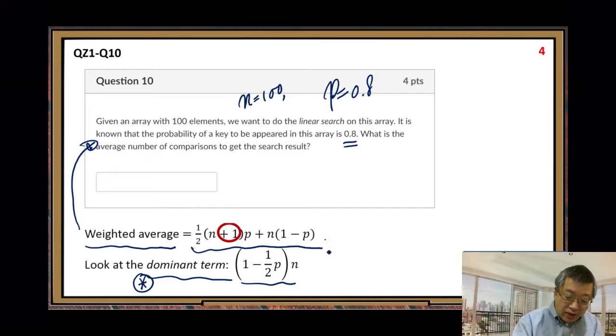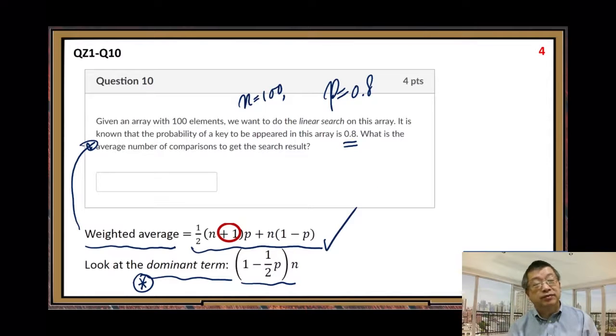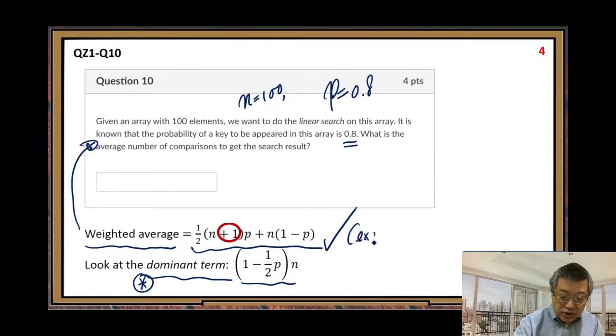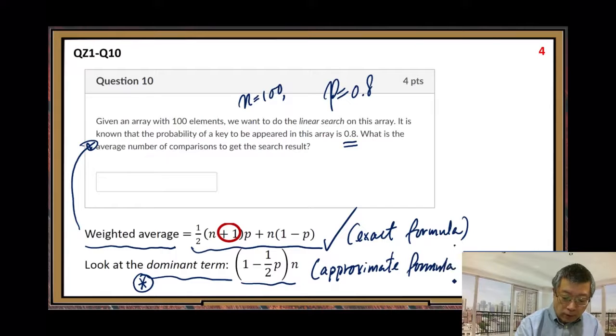The first one is the correct formula. The second one, we can call it an approximate formula, not an exact formula. The first one is the exact formula. The second one is approximate. Here, you can see the difference. All right, so let us use the first one first.